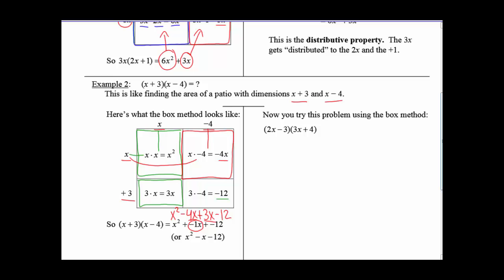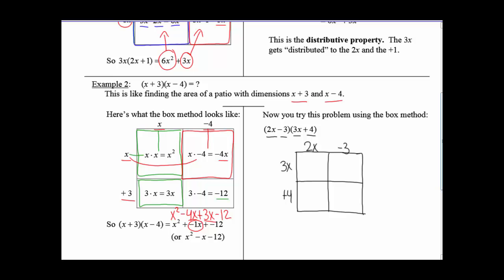So now we're going to try it on our own, and we're going to draw our own box for the following problem, 2x minus 3 times 3x plus 4. So I'm going to need a box that's 4 by 4, because on the top of my box, I'm going to have a 2x and a negative 3. And on the side, I'm going to have a 3x and a positive 4.